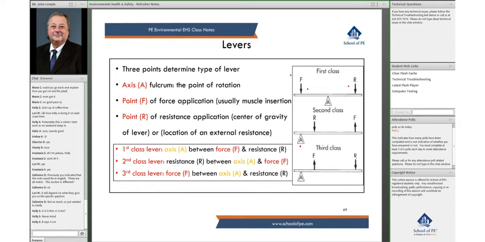And with the third class lever, again, A is the fulcrum point, F is the force applied, and R is the resistance. I'll show you some examples in the human body, but these are the basic three types of levers in the human body. Again, in the third class lever you see your resistance here and your force here, opposite, these two together. Now, what about the human body?